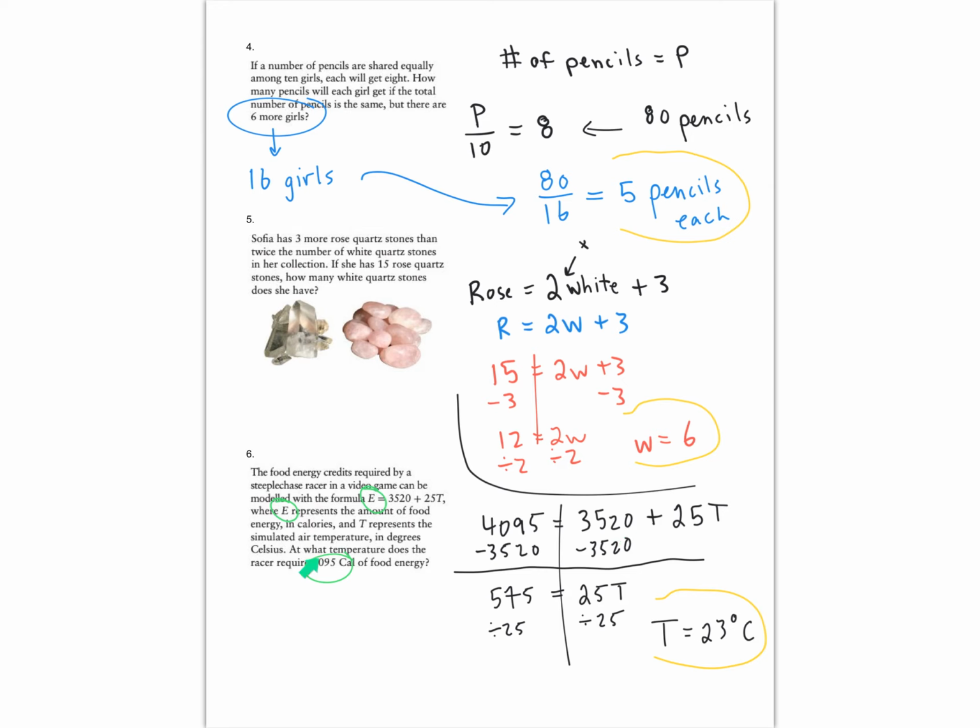And E is 4,095. So we're just going to plug that in for E. So this is the E, and then solve it, and you should get 23 degrees Celsius. So that's how you do those.